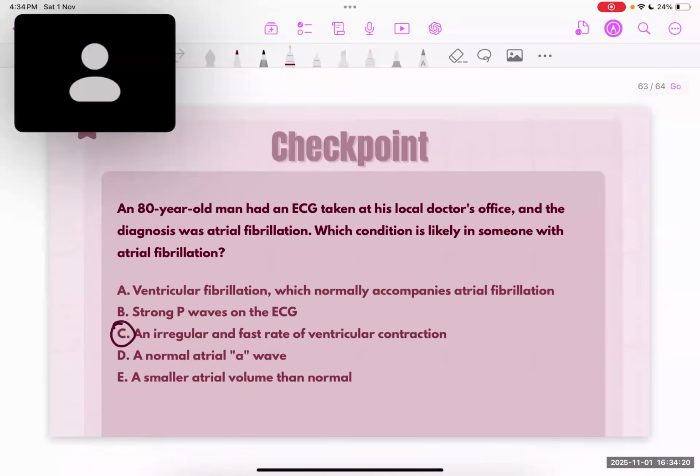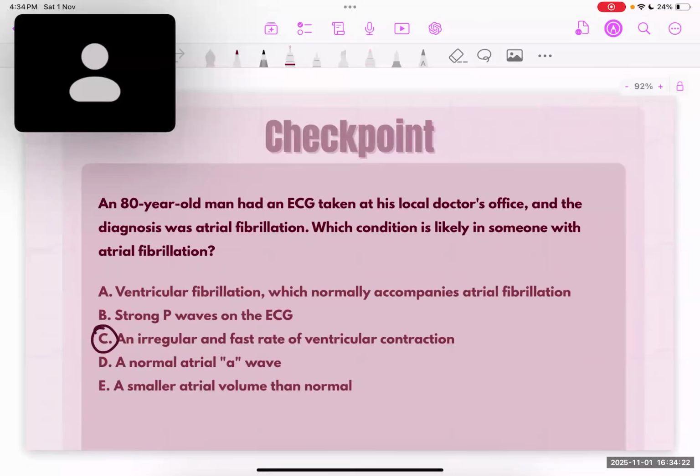The last question, it's irregular and fast rate of ventricular contraction. When you have atrial fibrillation, you're going to have irregular QRS. That means you're going to have irregular and fast rate of ventricular contraction. Is that clear? Okay, perfect.